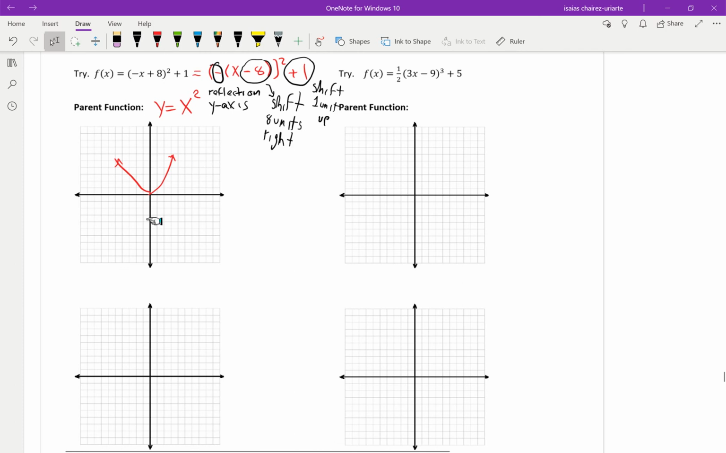Well, I'm looking at my parent function. If I reflect my parent function on the y-axis, I'm not going to see any change. It's going to look identical. So, okay, that's convenient. So then let me just shift it 8 units to the right and 1 unit up. So 8 units to the right, it's somewhere over here, 1 unit up.